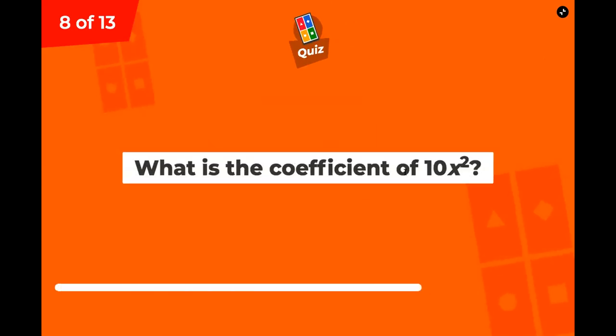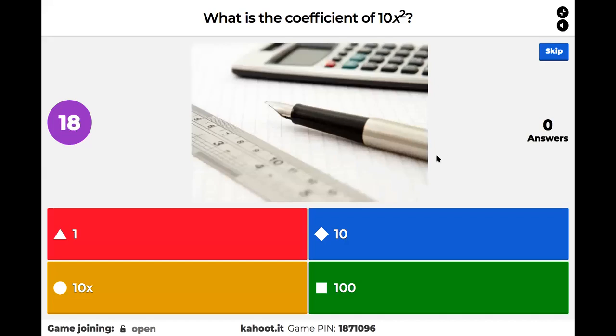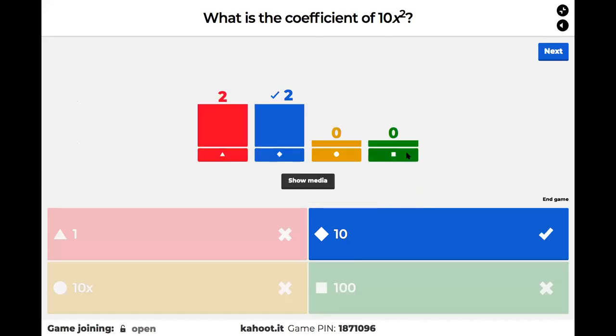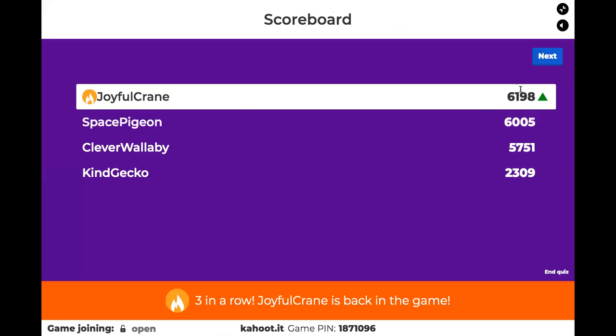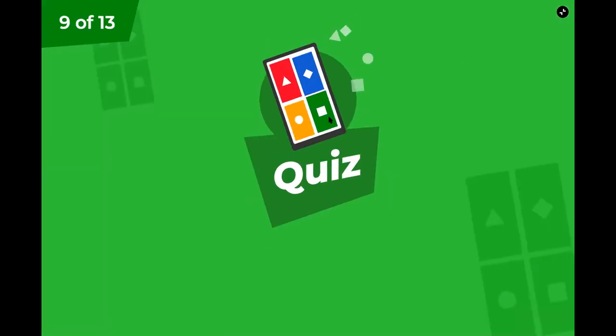What is the coefficient of 10x squared? Is it 1, 10, 10x, or 100? Yay. Yeah. So on the top it said 10x. So it gave us the number, so we did not have to put 1, which can be confusing because the question was at the top of the page. Joyful Crane, 3 in a row.